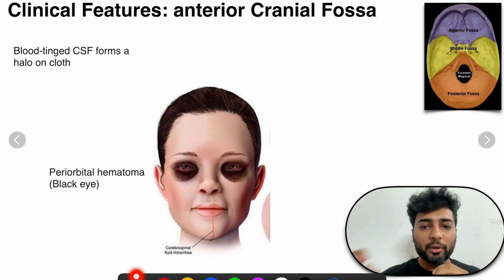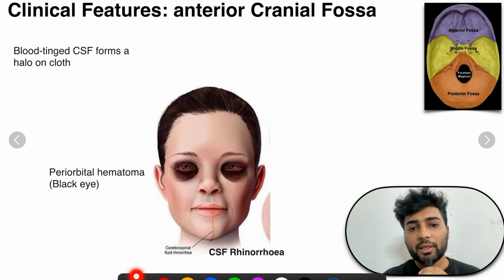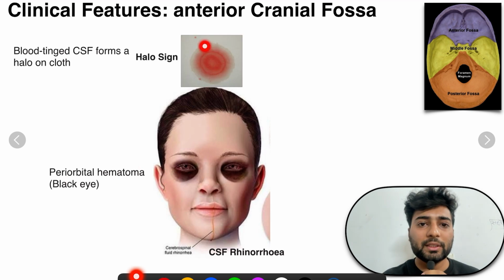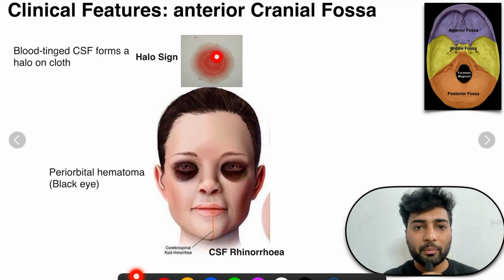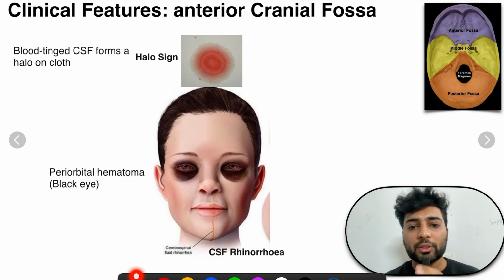So periorbital hematoma. Second is CSF rhinorrhea, CSF coming out through the nose, which we already saw, that the anterior side comes out through the nose. So first is periorbital hematoma, second is CSF rhinorrhea. Third is halo sign. What is halo sign? Whenever the CSF comes out, there is a bit of blood also. In the halo sign, the center one will be blood and the peripheral part will be CSF. So halo sign is blood tinged CSF forms a halo on cloth. Whenever you take this on a cloth, the center part will be blood and the outer part will be CSF.